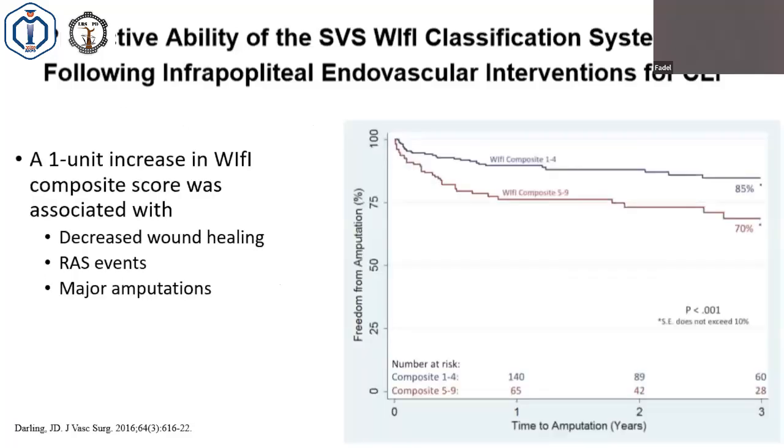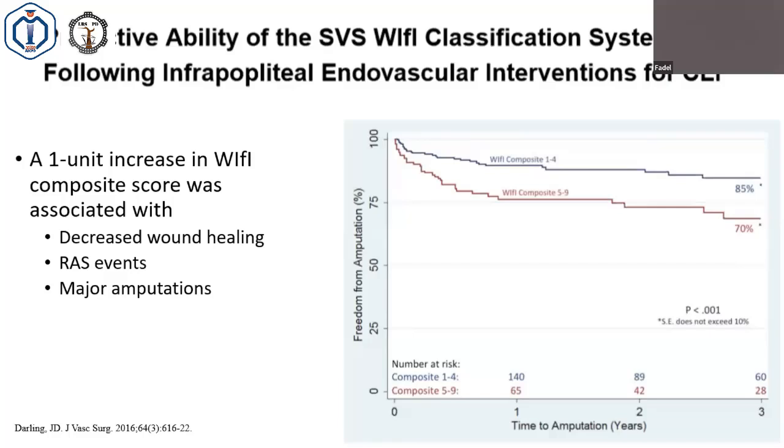And they showed that a 1-unit increase in the Wi-Fi composite score was associated with decreased wound healing, RAS events, and major amputations. You can see in this curve they took the DFAC composite of a 1 to 4 or a 5 to 9, showing that yes, there was a difference in patients' freedom from amputation over a 1, 2, and 3 year time point.